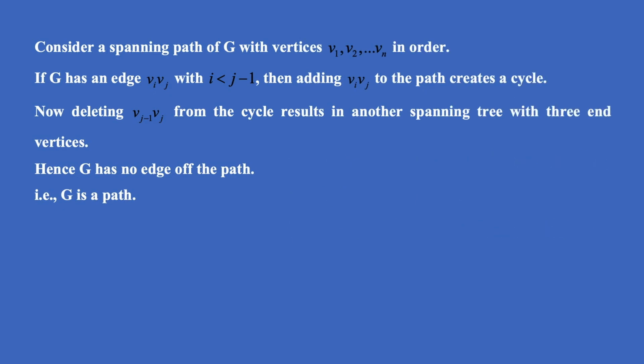Consider a spanning path of G with the vertices V1, V2 and so on up to Vn in order. If G has an edge ViVj with i less than j minus 1, then adding ViVj to the path creates a cycle. Now, deleting Vj minus 1 Vj from the cycle results in another spanning tree with 3 end vertices. Hence, G has no edge other than the path, that is, G is a path.